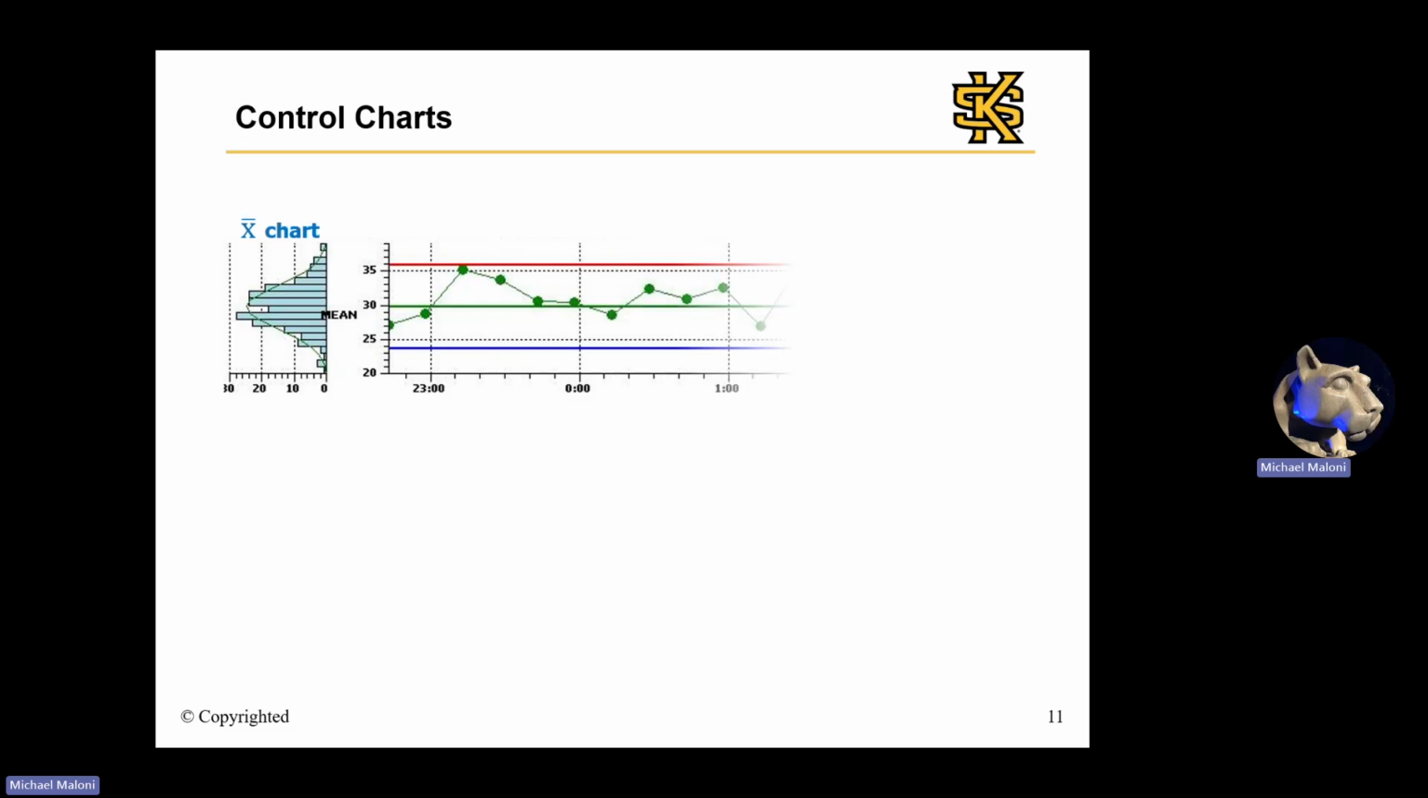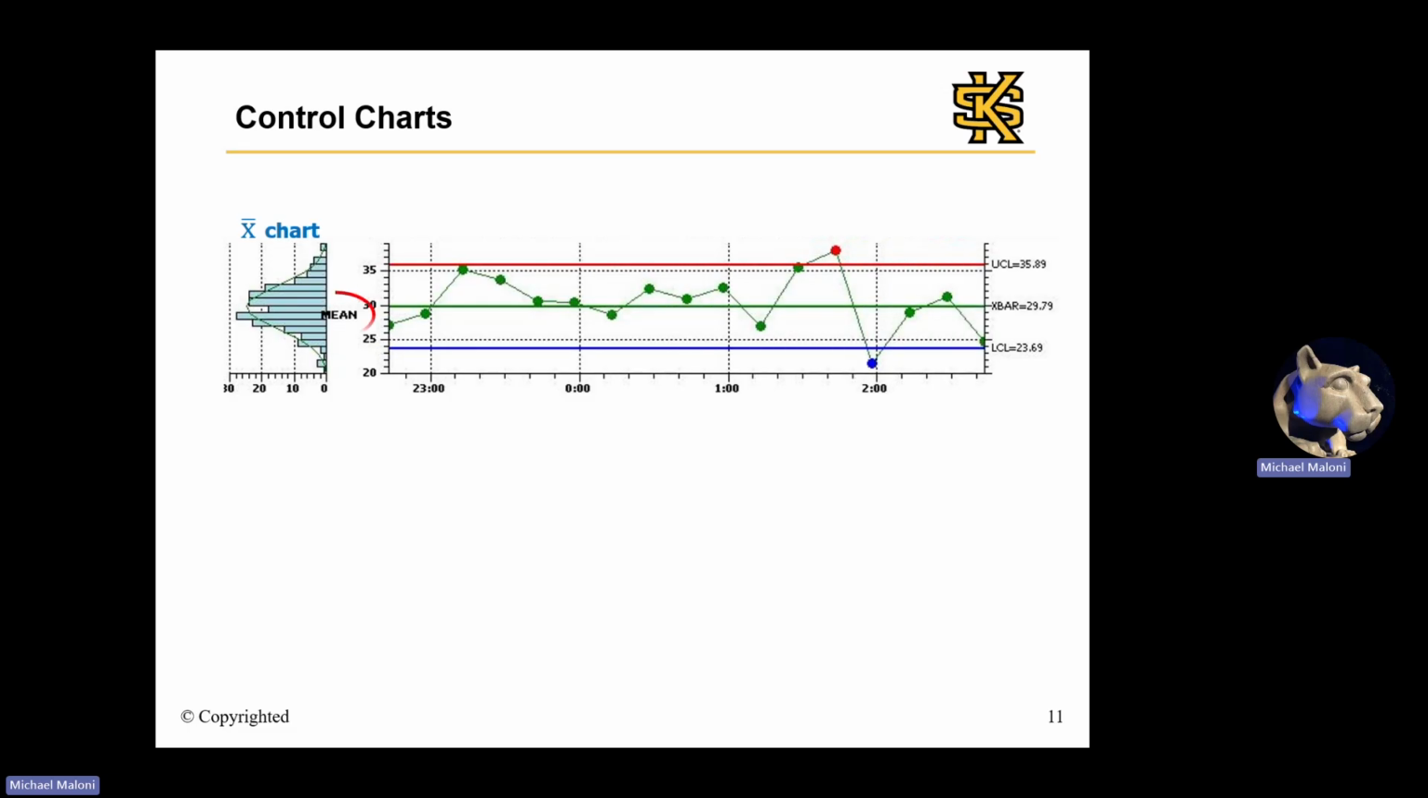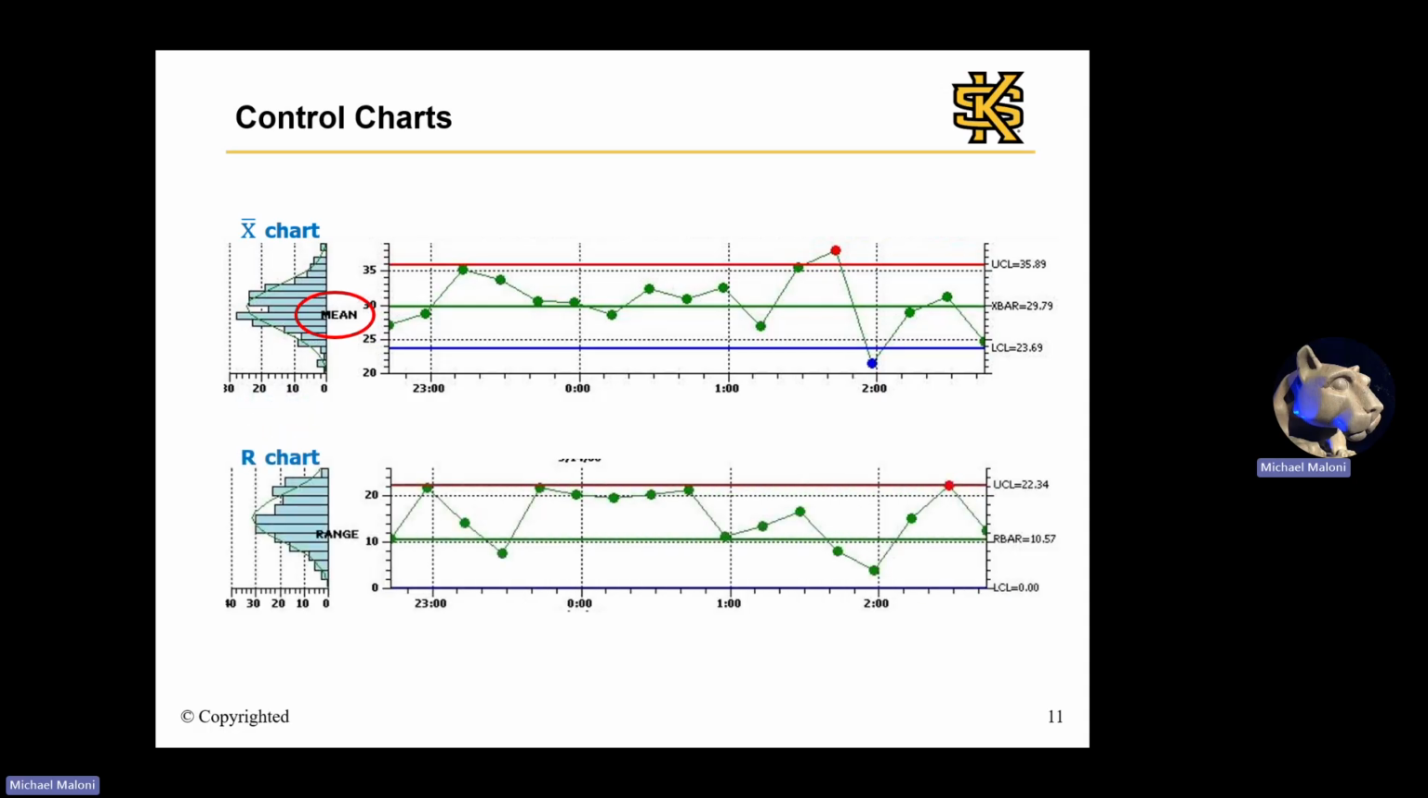The X bar chart plots the average, the mean, over time. X bar is written as an X with a bar on top. That stands for the sample mean. And then the R chart represents the variability, the range. It's simply the highest value minus the lowest value. And yes, a standard deviation is a better measure of variability. However, the range is just much easier to calculate, which helped years ago when computers or even calculators were not readily available on the production floor.